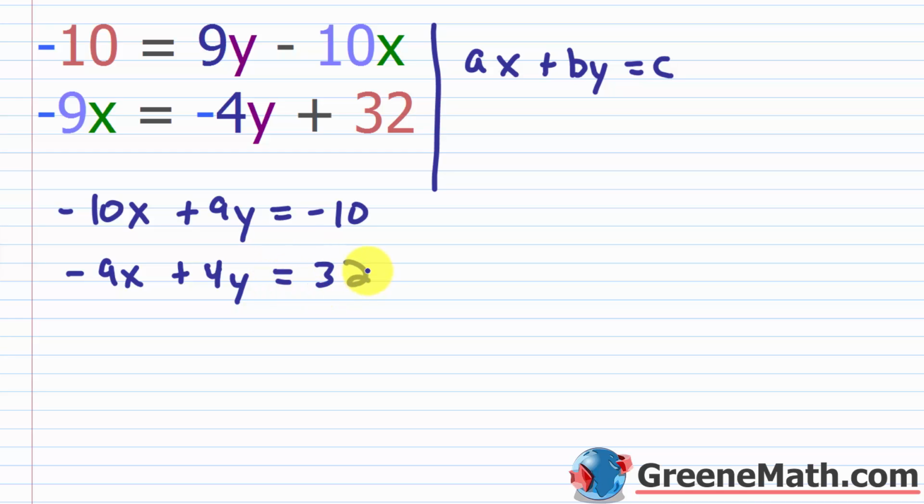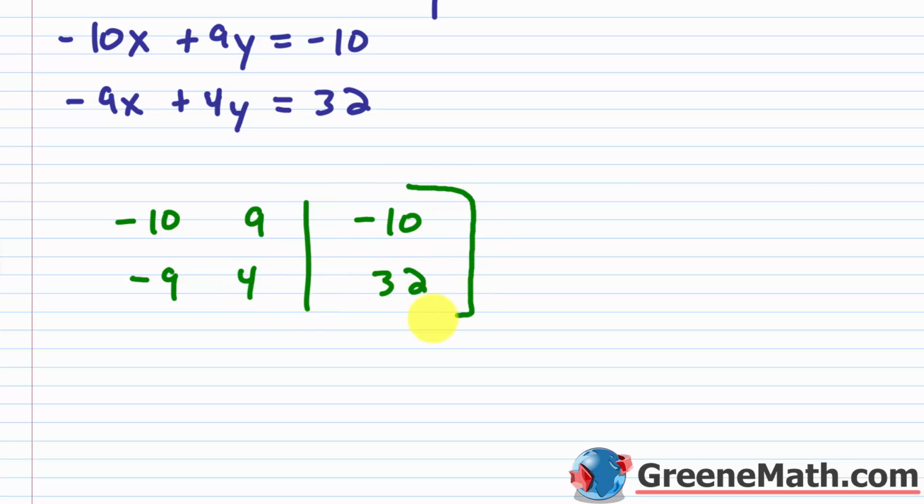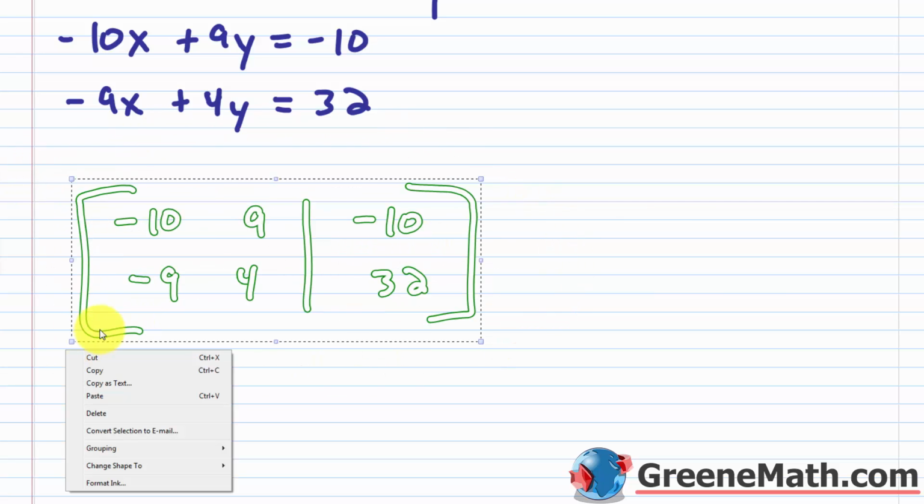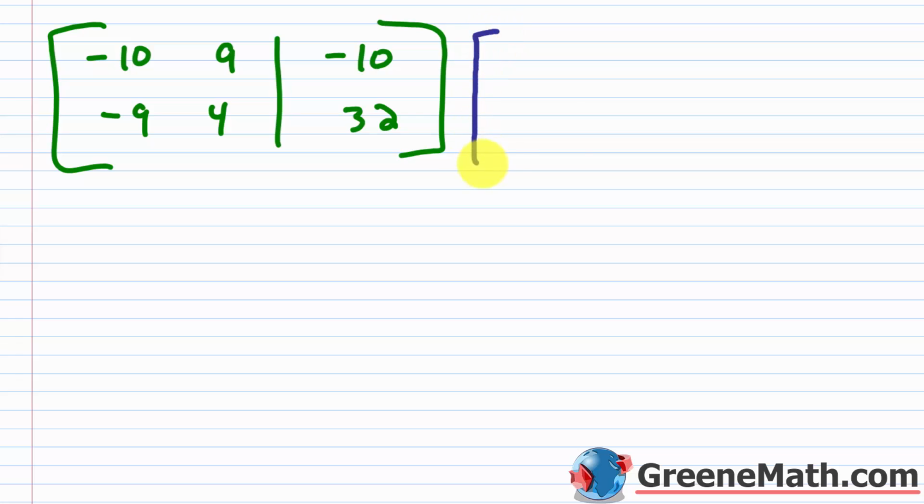Now what I want to do is take the numerical information only, and I want to make sure I write it in the order that it comes in. So -10, 9, and -10. Then I want -9, 4, and 32. I put my bar here to separate the coefficients from the constants, and we're ready to go. So let me copy this. We'll go to a fresh sheet, and let me paste this in here. Let me rewrite this row echelon form. And actually, let's just use reduced row echelon form. So I want 1s down the diagonal, and I want a 0 above and below.